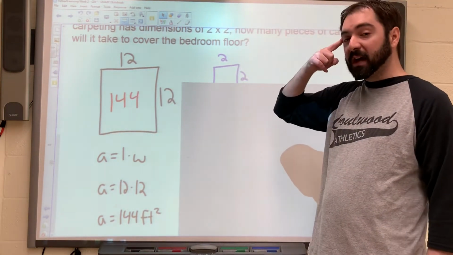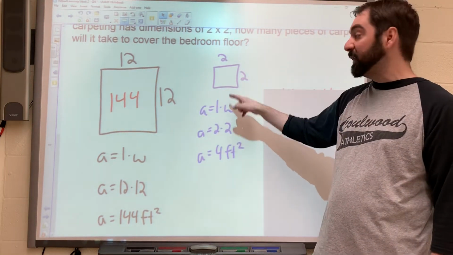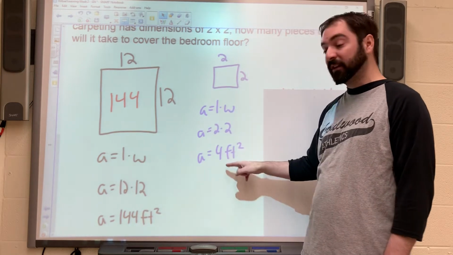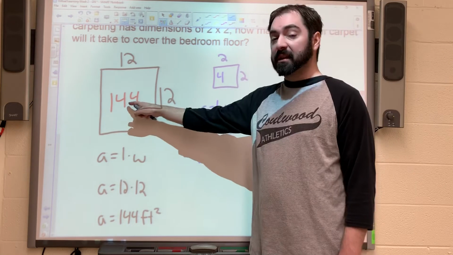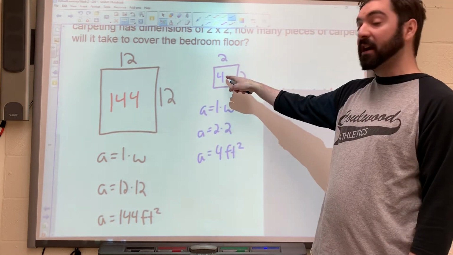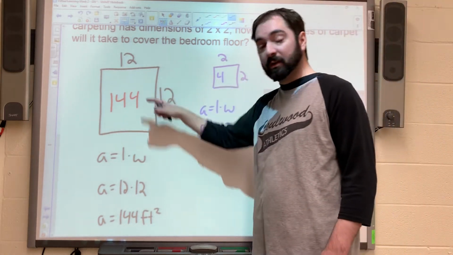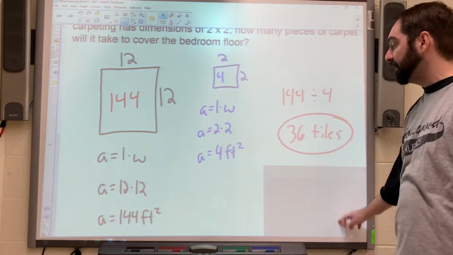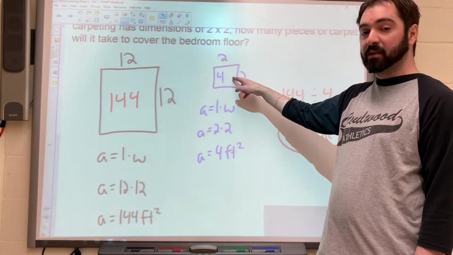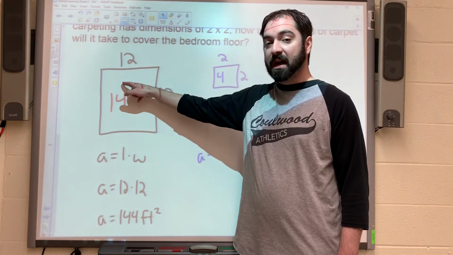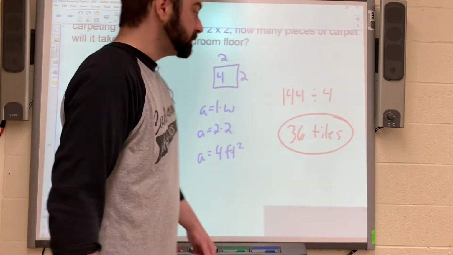Well, again, I've got to figure out the area of my carpet pieces. I can do that by finding the area of each piece. 2 times 2 is 4 square feet. So again, I know that the larger room has an area of 144, and I'm trying to figure out how many square carpet pieces I can fit on the inside. Last step, I'm going to divide the two. 144 divided by 4 would mean that there would be 36 of these square carpet tiles that fit inside a room with 144 square feet.